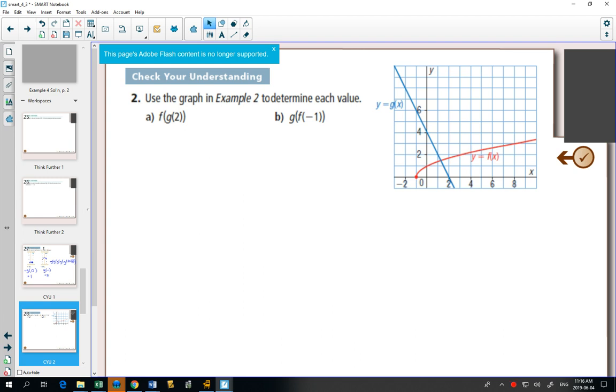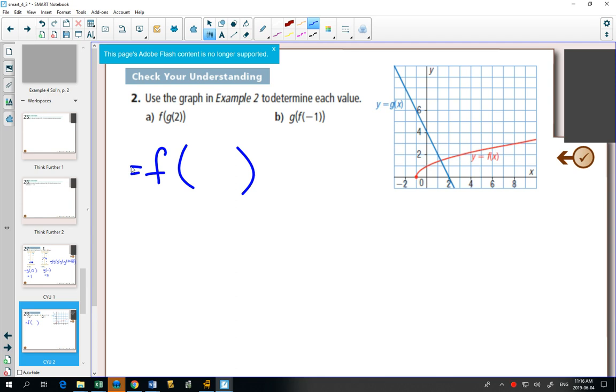The blue graph is g of x. The red graph is f of x. So in our first example, we want to find f of g of 2. We want to find g of 2 first. This is asking, if I plug in x equals 2 into the function g, what's the y value?